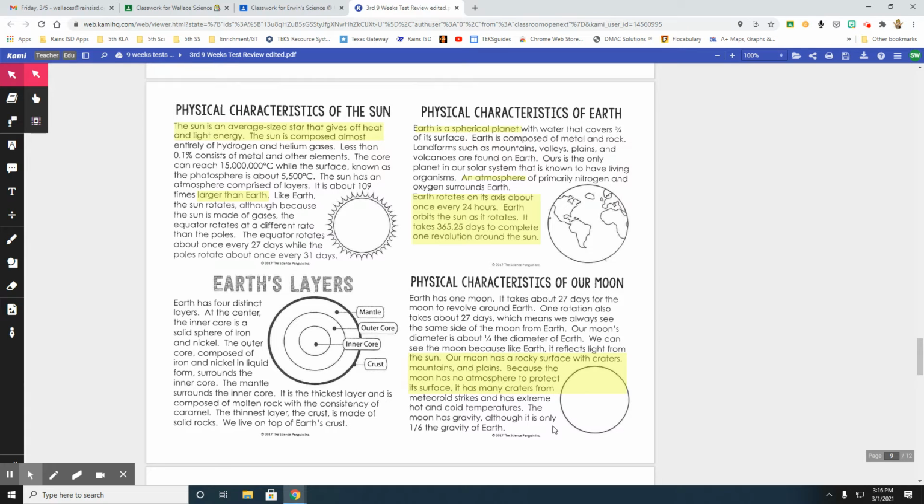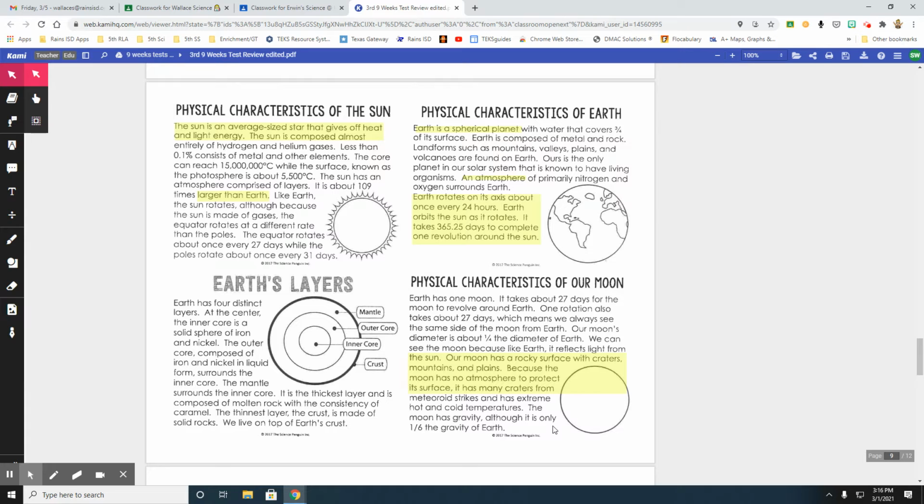It takes about 27 days for it to spin around on its axis, which is about the same time it takes for it to make one loop around Earth. So because its rotation and its revolution are about the same time, we only see one side of the moon.